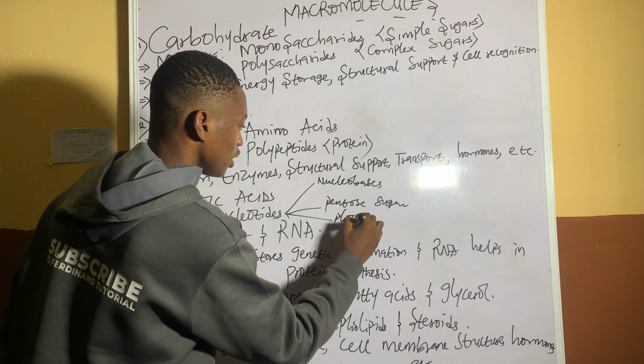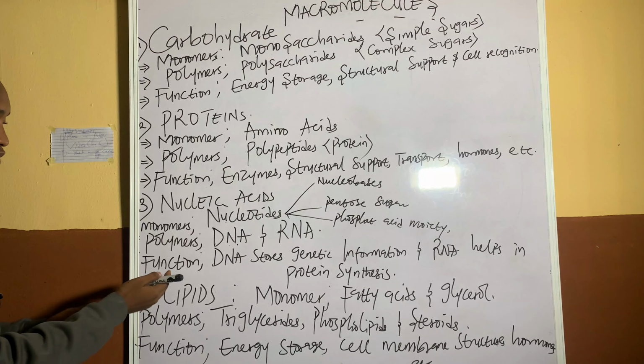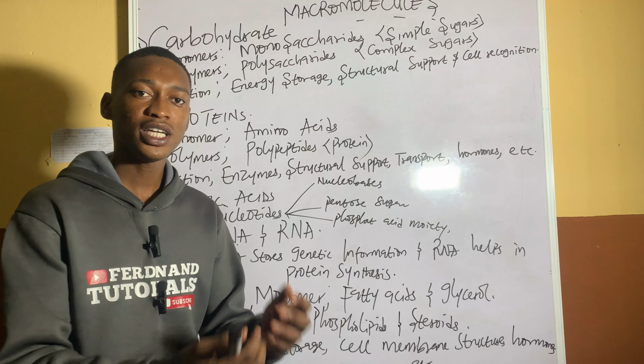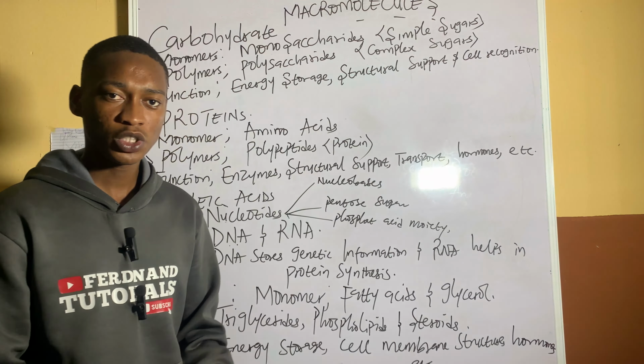Now the polymers are DNA and what? And RNA. Are you getting what I'm saying? So when we have different nucleotides combined together, they can form the deoxyribonucleic acid or the ribonucleic what? Acid. So watch the video on nucleic acid to understand more on nucleotides and these nucleic acids. So now we have the function, storage of genetic information. Of course, DNA is responsible for the storage of what? Genetic information. And then we say RNA is responsible for the synthesis of protein.